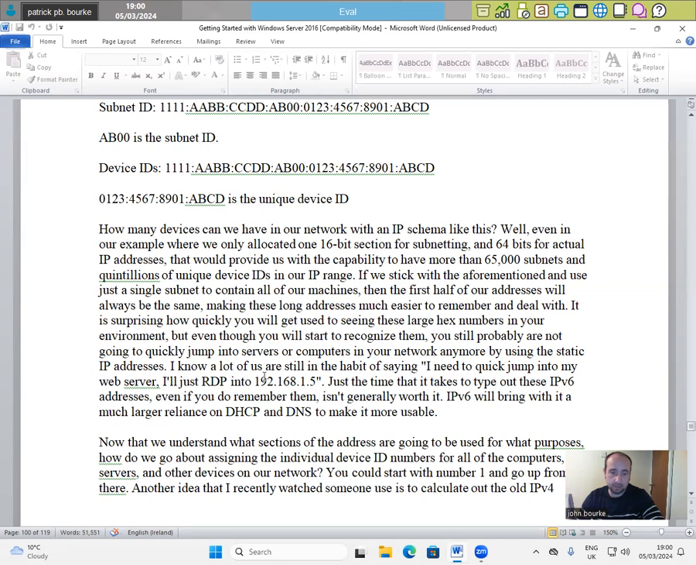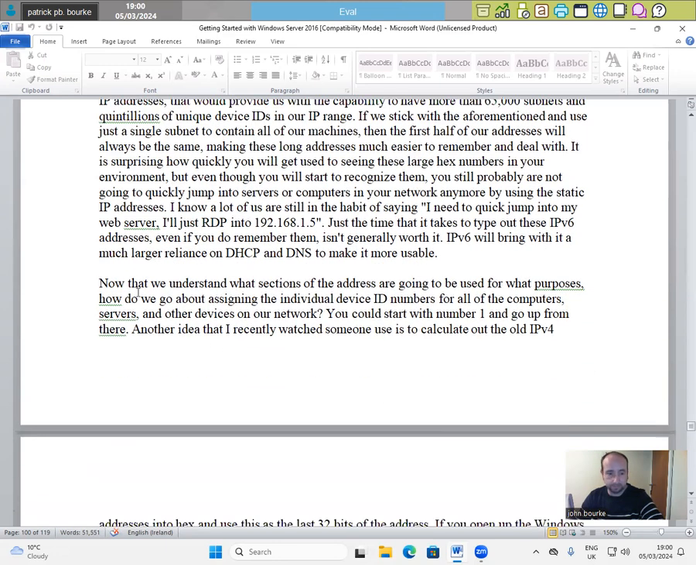I know a lot of us are still in the habit of just saying, I need to quick jump into my web server, I'll just RDP into 192.168.1.5. But given the time that it takes to type out these IPv6 addresses, even if you remember them, it isn't generally worth it. IPv6 will bring with it a much larger reliance on DHCP and DNS to make it more usable.